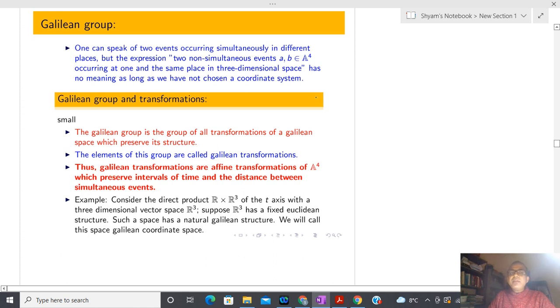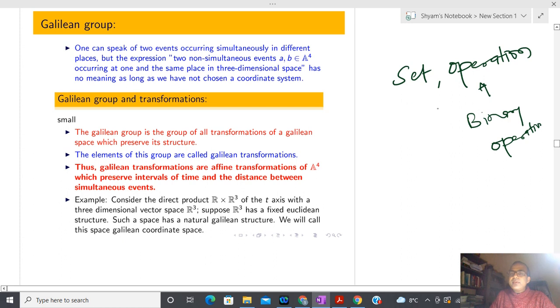Now whenever we are talking about a group, it means that I have to talk about a set, and after that I have to talk about the operation. What kind of operation? A binary operation. We have to select this as a binary operation. Now you can see that I have fixed this set in Galilean space, where I have a space, I have time, and I have the distance between simultaneous variables.